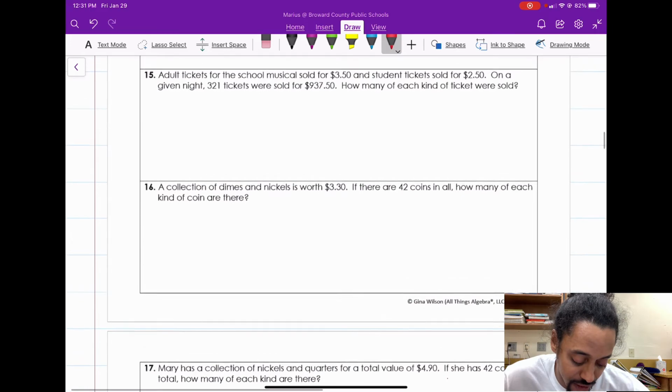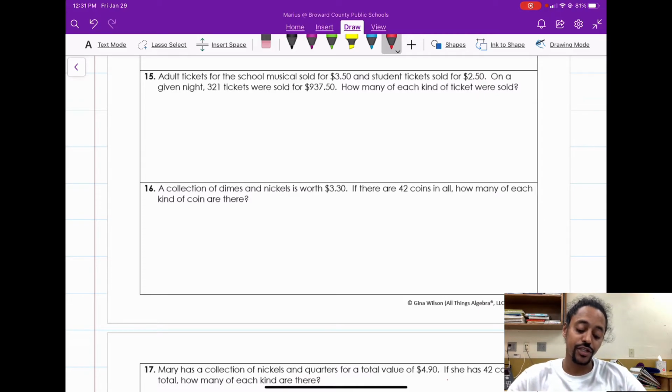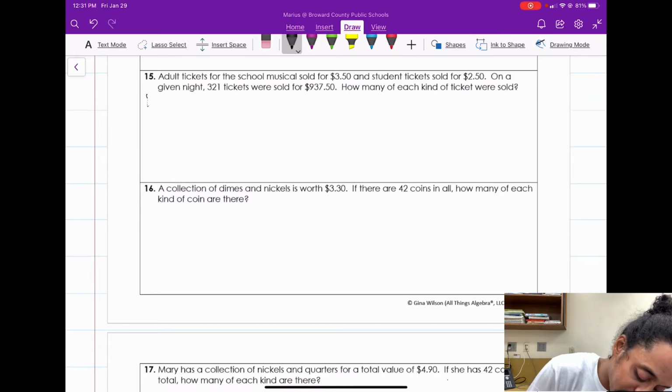Let's take a look at number 15. Number 15 reads, adult tickets for the school musical sold for $3.50 and student tickets sold for $2.50. On a given night, 321 tickets were sold for $937.50. How many of each kind of ticket were sold? First, let's go ahead and define our variables. Let A equal adult tickets, and let S represent student tickets.